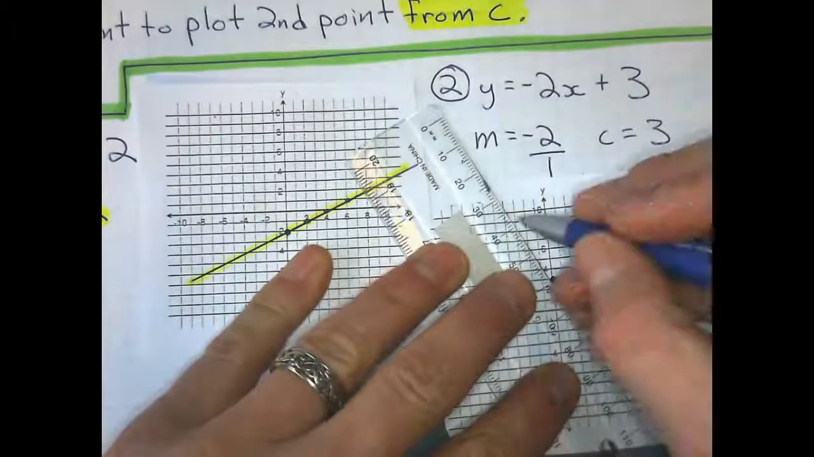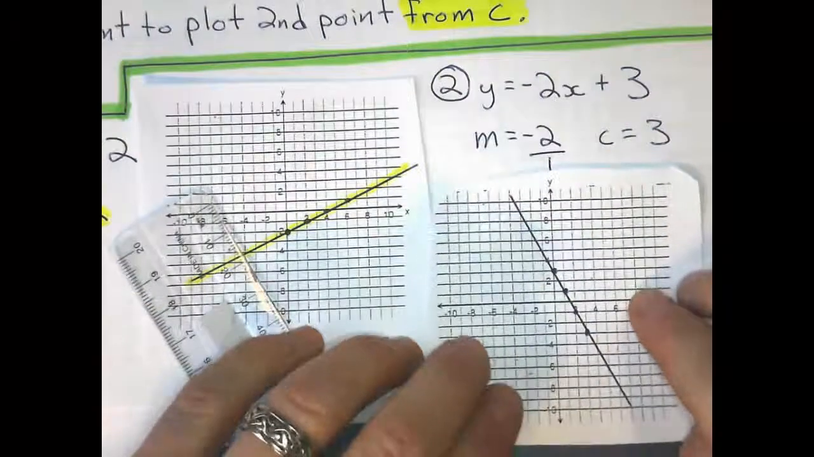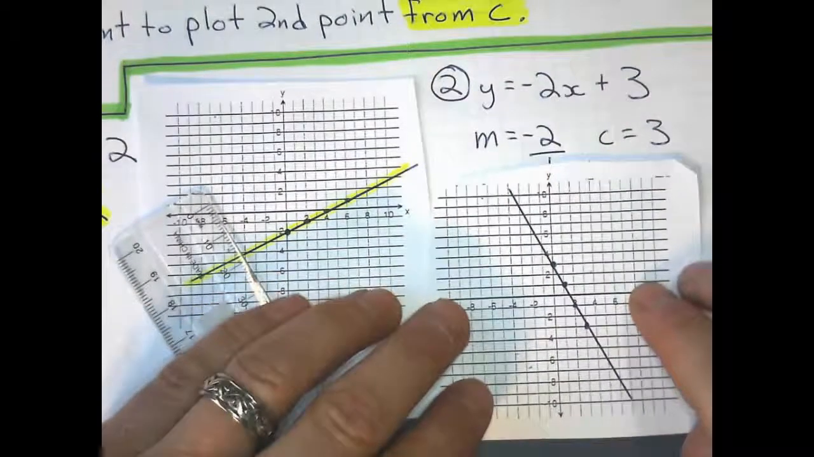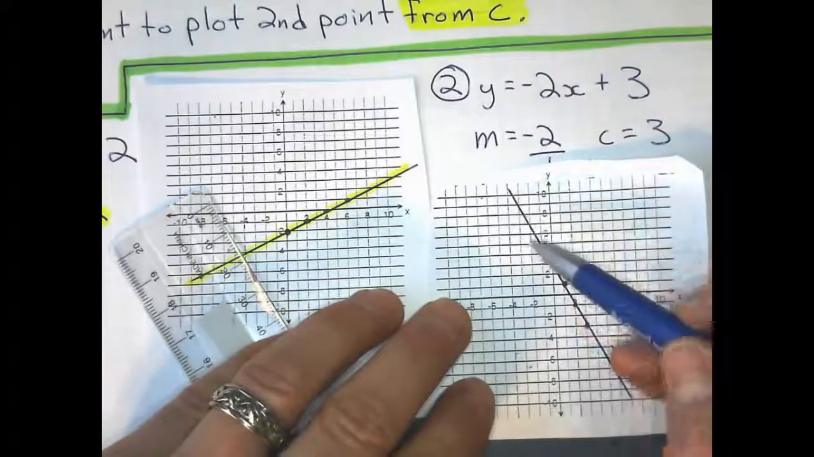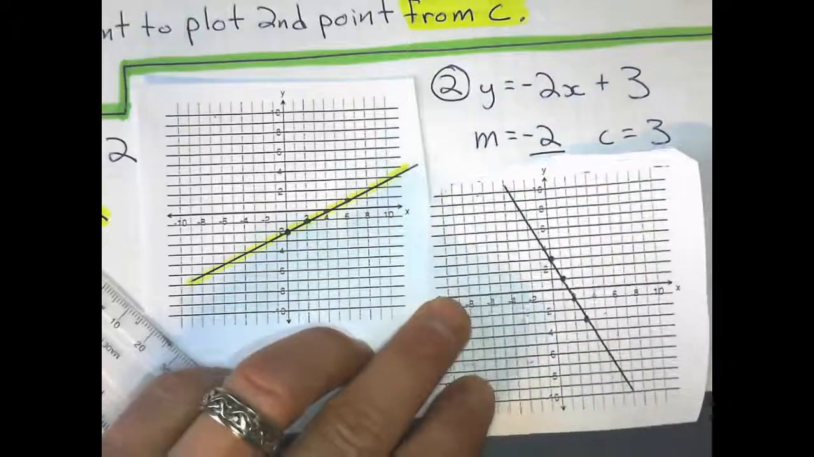And then we carefully rule them up. And we don't do connect the dots. We go all the way through the graph. And we have our line right there. That's got a negative gradient, so it's going down as we go to the right. This guy had a positive gradient, so it's going up as we go to the right.